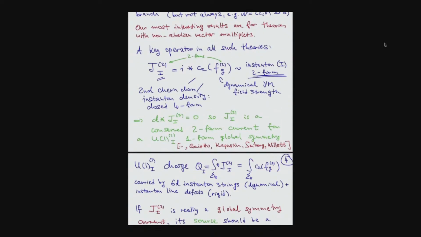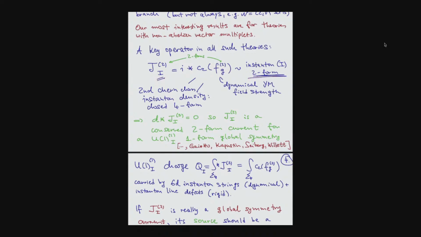Now, if you have a 6-dimensional gauge theory, there is an interesting operator that kind of hits you in the face. Given the non-abelian 6D gauge field and its field strength, little f, you can form the standard instanton density. So the second Chern class of f. This is a closed 4-form, right? Just like the instanton density in 4 dimensions. And therefore, its Hodge dual is a conserved 2-form. So I'll call this 2-form J sub instanton, and I'll call it the instanton 2-form.